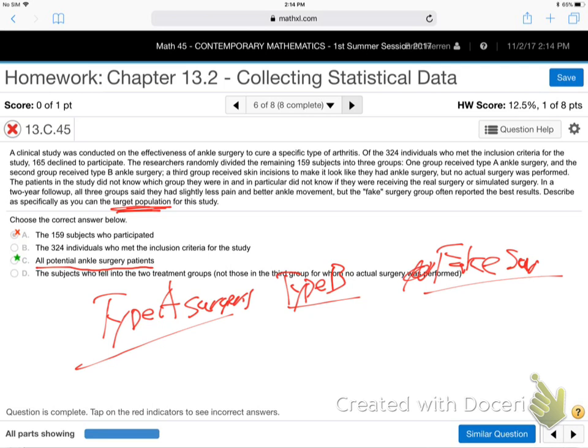Like I said, they didn't tell them for 2 years after the procedure. Here's the actual real-life results. This is the 2002 New England Journal of Medicine. In the 2-year follow-up, all three groups said they had slightly less pain. All three groups, even the ones with fake surgery. Slightly less pain and better knee movement. But the fake surgery group often reported the best results.